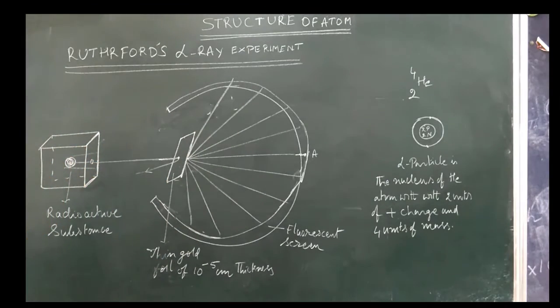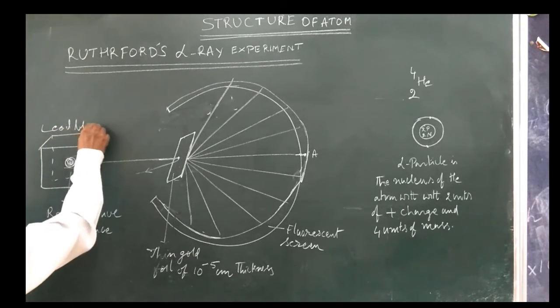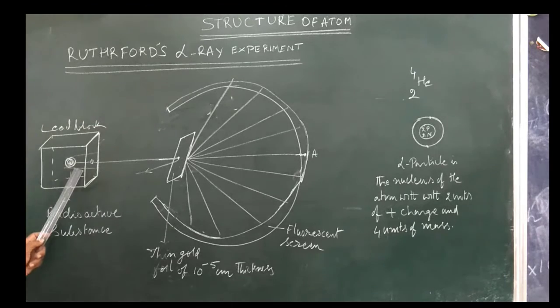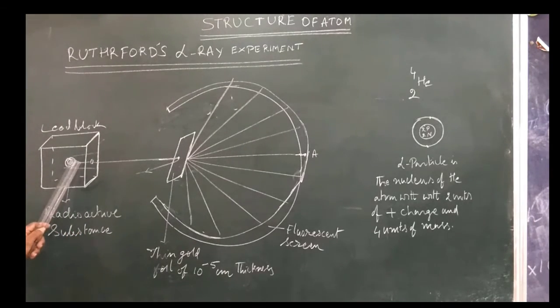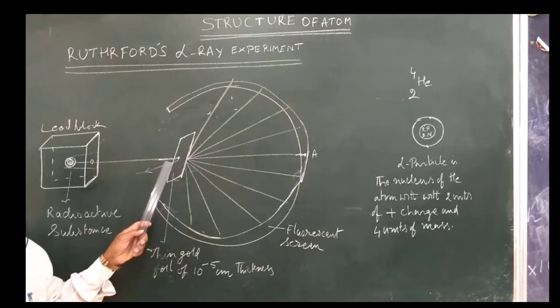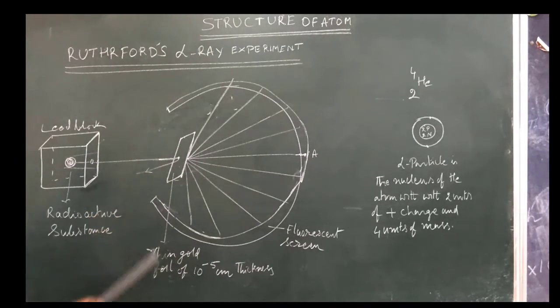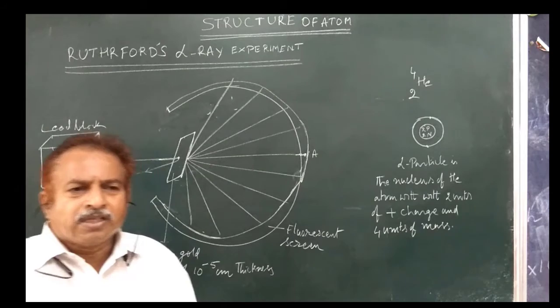Now in this experimental setup, a small amount of radioactive substance like uranium is taken in this lead block. This is the lead block. This lead prevents the scattering of alpha particles in different directions, because lead absorbs alpha particles. So these alpha particles are passed through a small hole kept in this cavity, and are made to fall on a very thin foil of gold. Thin gold foil of thickness 10 to the power minus 5 centimeters.